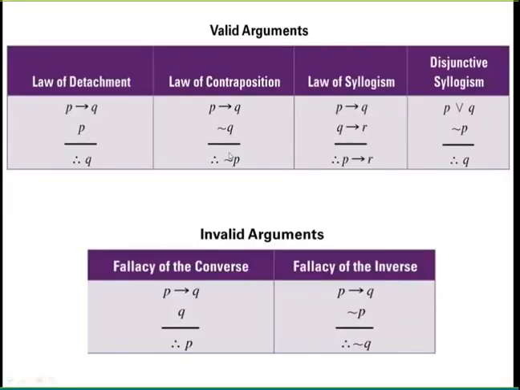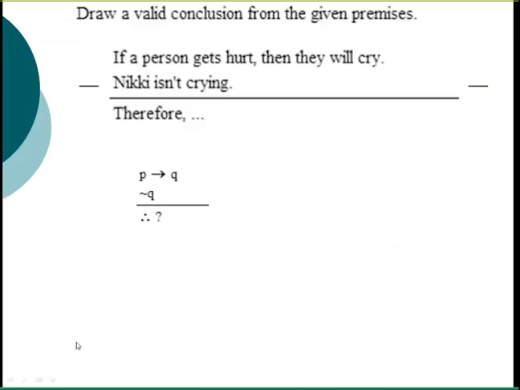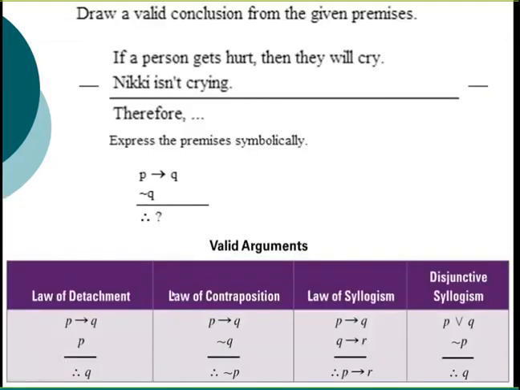So we've got, if a person got hurt, then they will be crying. This person is not crying, and therefore she is not a person who is hurt. So this is by the law of contraposition. Here we go, and there it is symbolically. And so we want our law of contraposition here, and that is our actual valid argument. To make this a true statement, we want to say Nikki is a person who didn't get hurt.